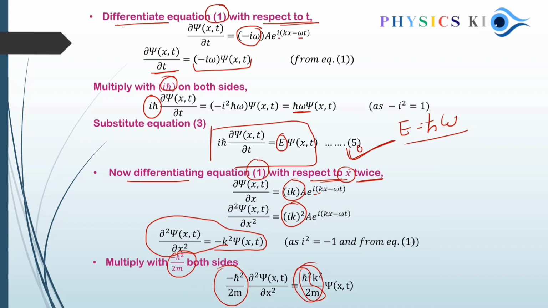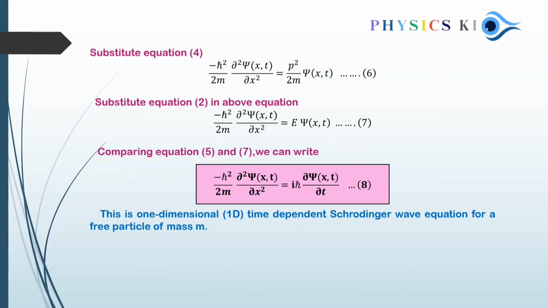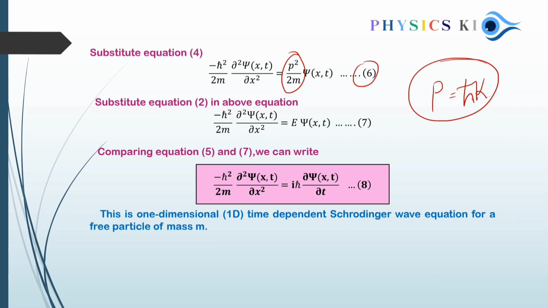Now h cut and k, that means p is equal to h cut k. So just replace h cut k with p. So h cut square k square, that means p square. So we got equation number 6. And now p square by 2m, that means what? E. Remember, E is equal to p square divided by 2m. So we have equation number 7.